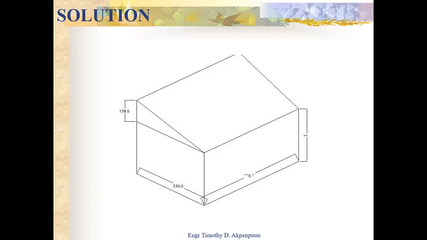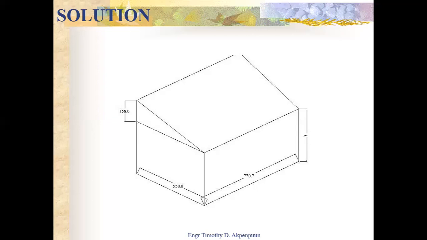What is the base of this triangle? Draw a right angle triangle. The base is what? 550. And the height is what? 158.6, right? Now, do we know the slanted length? No. Let's write L as the slanted length.